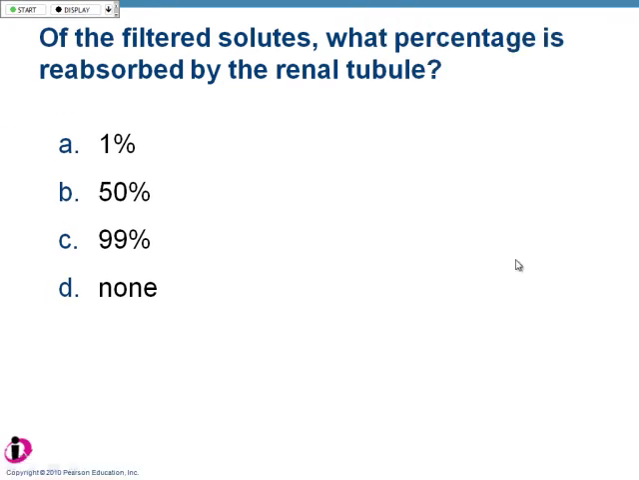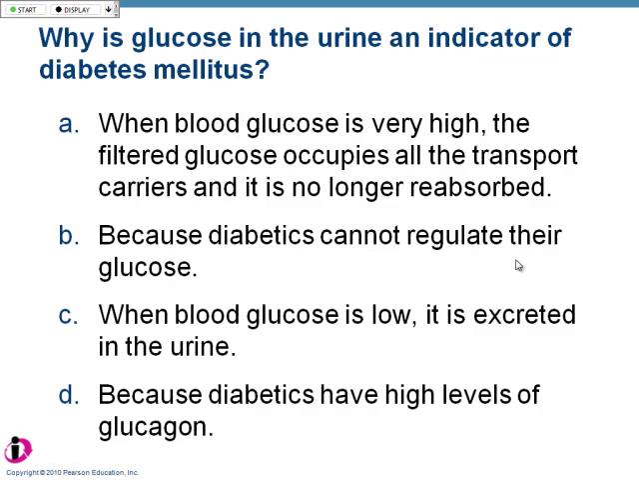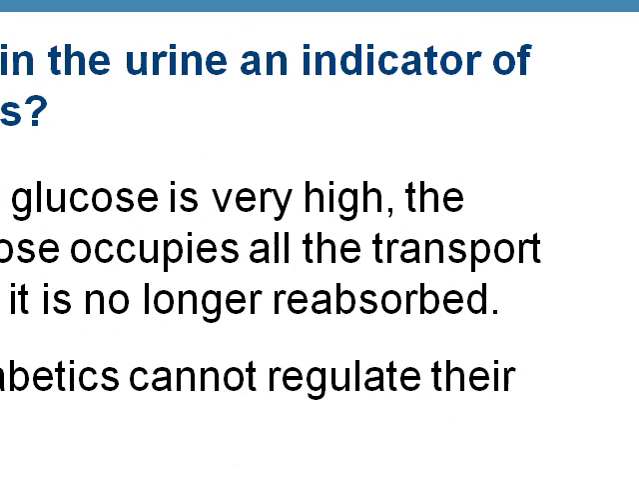Want to do one more? All right. Why? Nobody answered. Why is glucose in the urine an indicator of diabetes mellitus? A, when glucose is very high, the filtered glucose occupies all the transport carriers and is no longer reabsorbed. B, because diabetics cannot regulate their glucose. C, when blood glucose is low, it is excreted into the urine. Or D, because diabetics have high levels of glucagon.